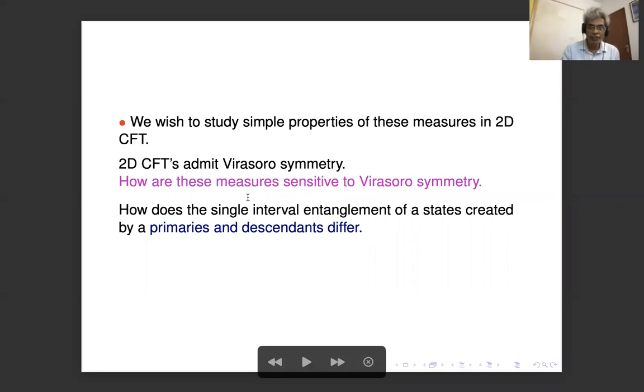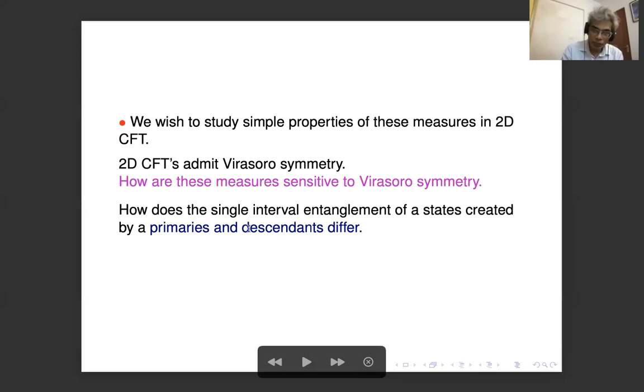in 2D CFTs. What is special about 2D CFTs is that they admit Virasoro symmetry. We want to know how these measures are sensitive to Virasoro symmetry. I think this has not been explored very much, and we would like to study that.